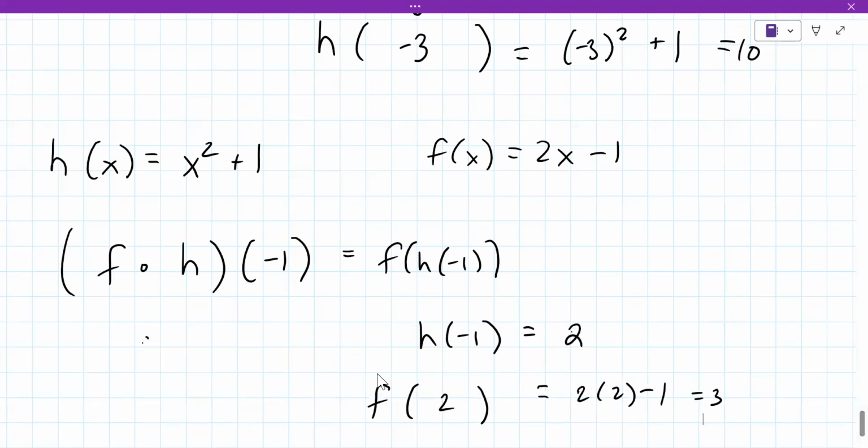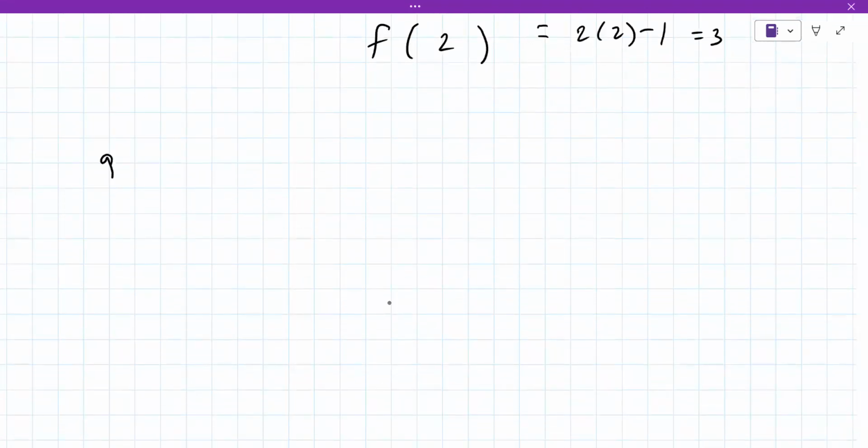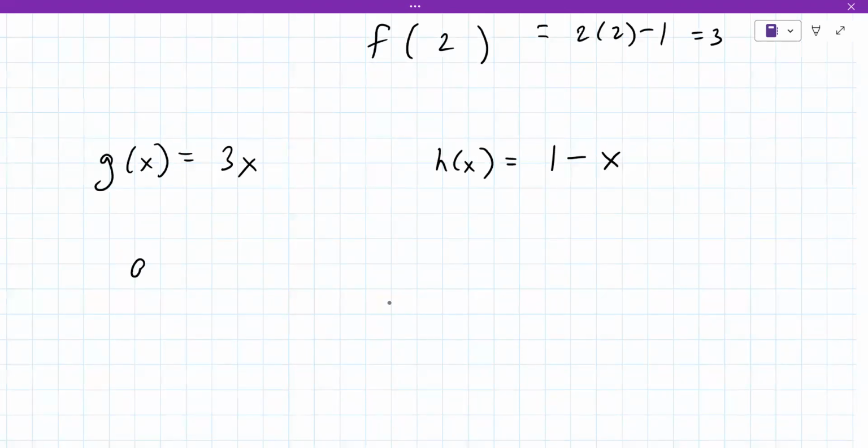Good. Okay, so I'm going to give you two functions, not as difficult as this. We'll do this real quick. Let's say g of x equals 3x and h of x equals 1 minus x. I want you to find g of f of -2 for us, please.